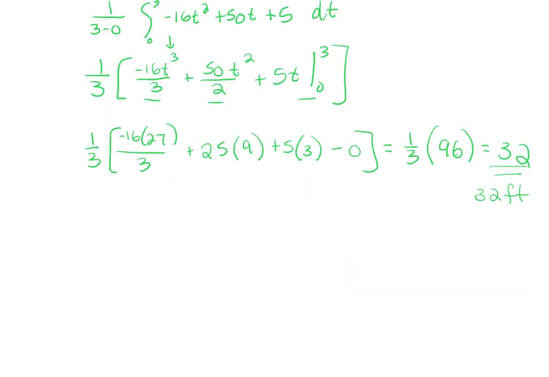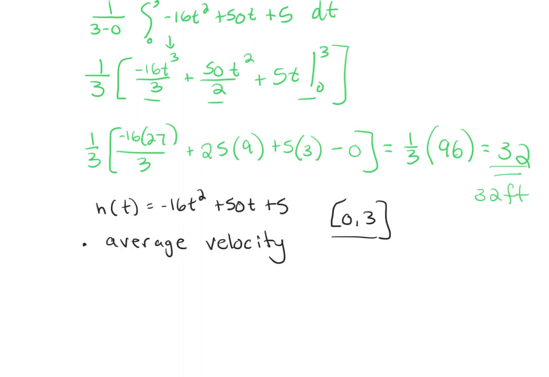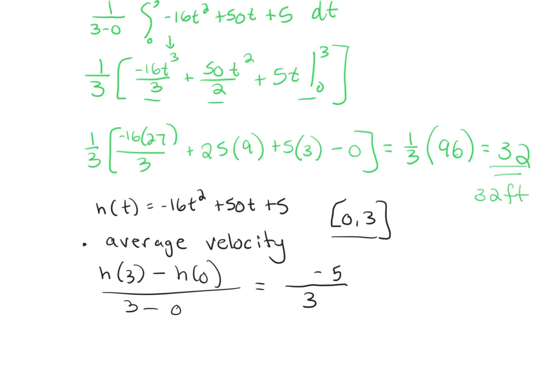And now because we have a position function and they're asking average velocity, we can find the average rate of change from 0 to 3. So we'll look at h of 3 minus h of 0 over 3 minus 0. If I plug in 0, I'll get 5. And h of 3 ends up being 11. So 6 divided by 3, that's an easy one. 2, and then this is velocity, so this is feet per second.